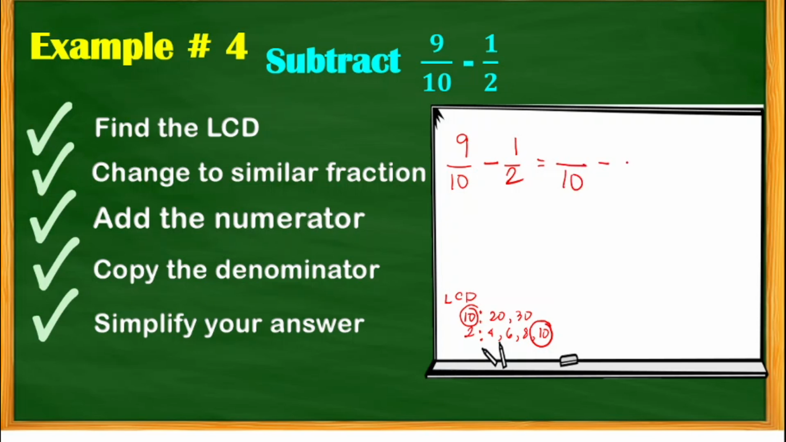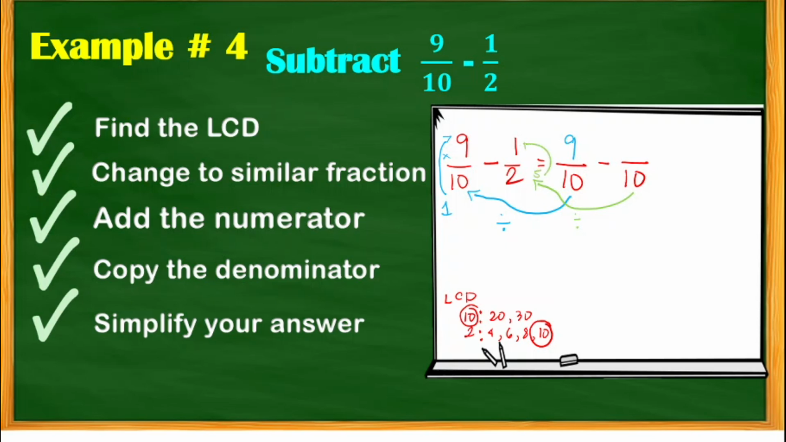Now, subtract. The common denominator is 10. Now let's proceed to divide and then multiply. Let's color blue. Divide 10 by 10 is 1. Then 1 multiplied by 9, the answer is 9. And in the next one, we have 10 divided by 2. 10 divided by 2, the answer would be 5.